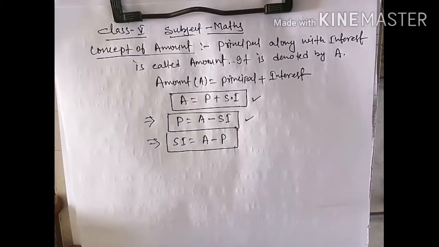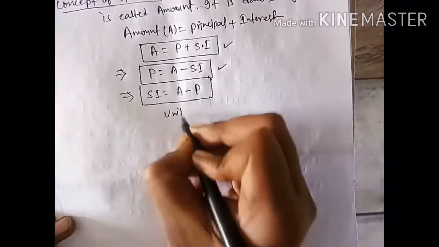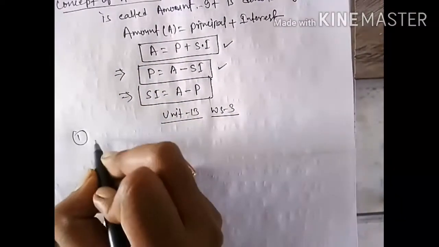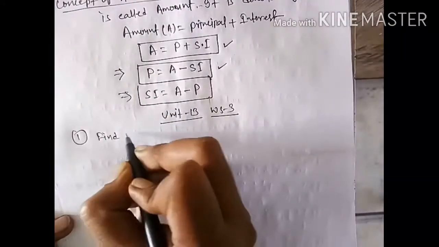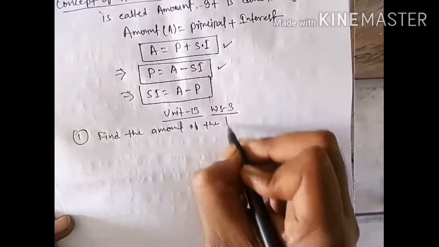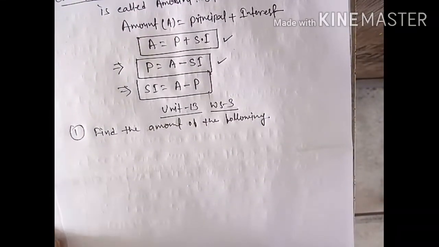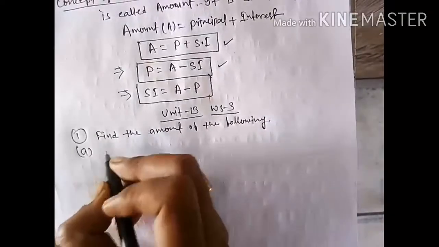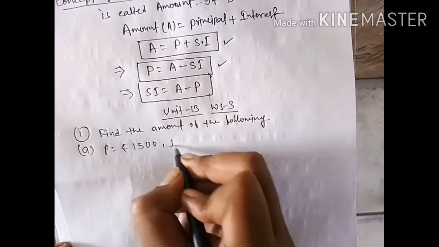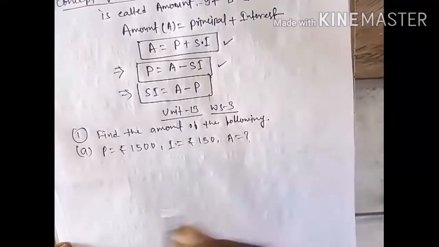Now we start worksheet 3 of unit 13. In question number 1, the question is to find the amount of the following. In question A, given that principal is rupees 1500, interest I is rupees 150. You have to find amount.